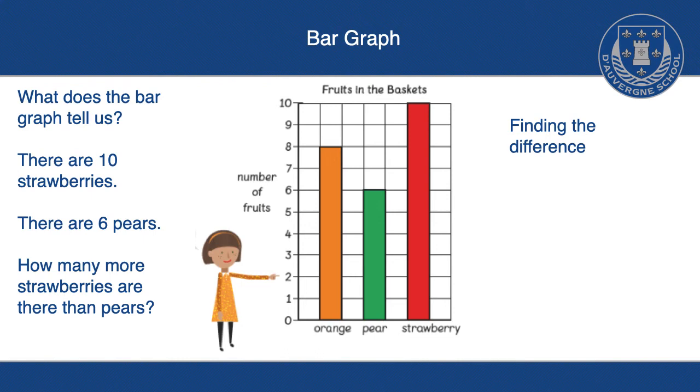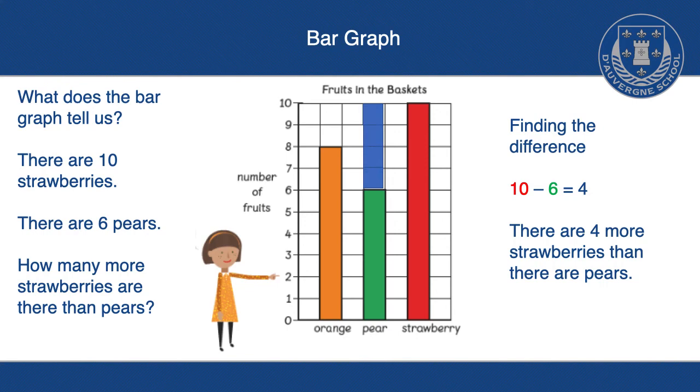You can add on, and that's absolutely fine, and I'll show you that in a moment. But it's easier to take away because when you've got the bigger numbers, this is the method I would choose. So we've got 10 strawberries, and if we take away the 6 pears, we are left with 4. And 4 is the difference between how many strawberries there are in comparison to pears. So if I show you here, I physically added on 4 extra boxes, and that shows you that the difference between pears and strawberries is 4. So you can visually see it as well.